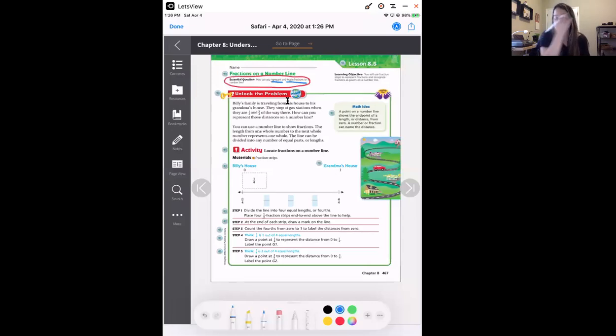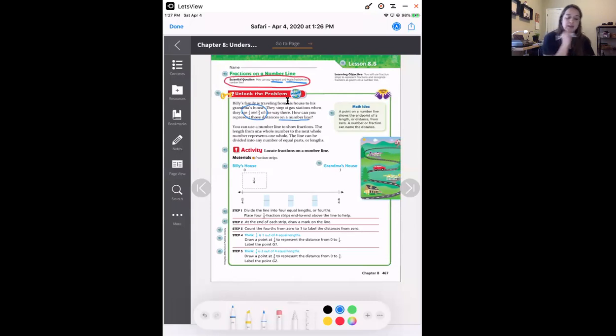Let's do the unlock the problem together. Okay, I'm going to read it, so follow along. Billy's family is traveling from his house to his grandma's house. They stop at gas stations when they are 1/4 and 3/4 of the way there. How can you represent those distances on a number line? So our question is, how can we show and find 1/4 and 3/4 on a number line?